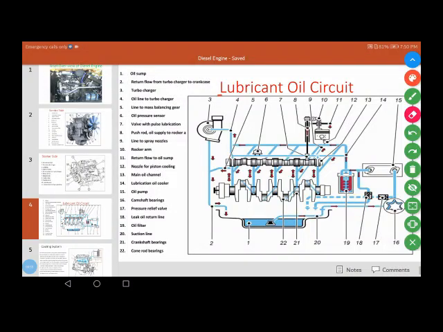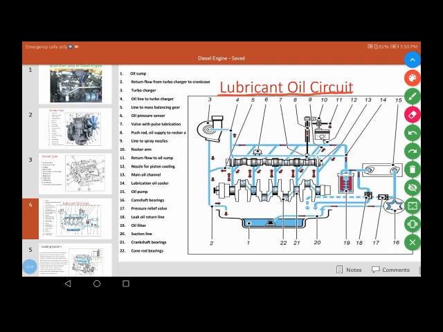In front of you, this is a lubrication oil circuit, and all this blue area is showing the engine oil, which is distributing to the moving parts of the engine. Now I will discuss all the components which take part in the lubrication oil circuit.